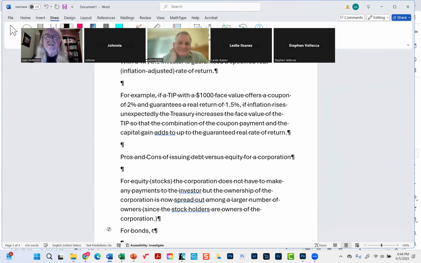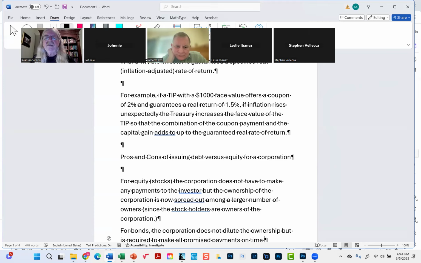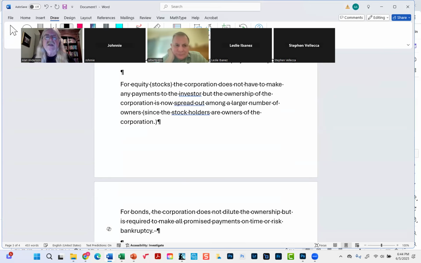For bonds, the corporation does not dilute the ownership, but is required to make all promised payments on time or risk bankruptcy. Okay, so that's the big thing. Let's say you're having a rough year, you owe all this money, you can't pay it, you could in principle be hauled into bankruptcy court. At the very least, it's going to be a problem because the stock will fall. People won't want to do business with you.